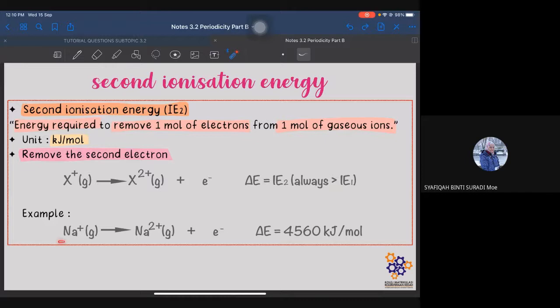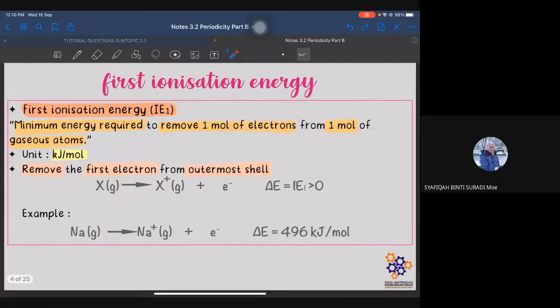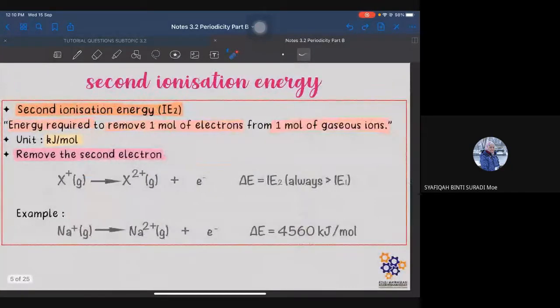Alright, so for example, we have the sodium example again. Okay, to form the sodium 2 plus cation ion, dia punya delta E you see 4,560 kilojoule per mole. Like berkali-kali ganda lah compared to the first one. Okay, so itu untuk second IE.